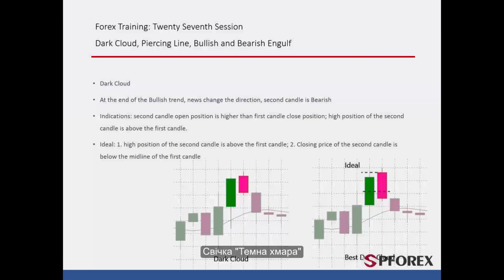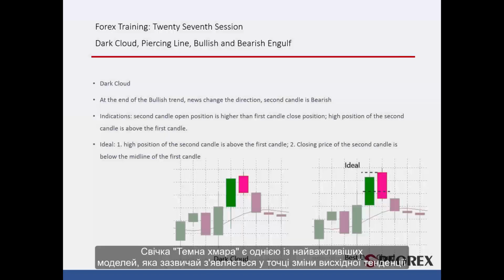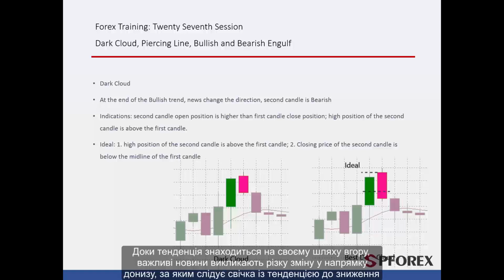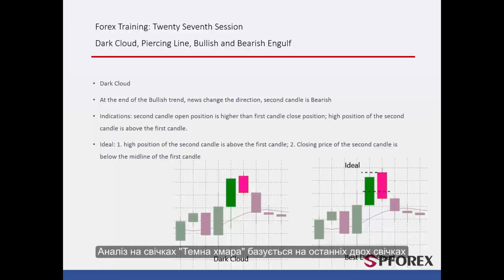Dark cloud candle. Dark cloud candle, one of the most important patterns, usually appears at the reversal point of an uptrend. While the trend is on its way up, a significant news causes an abrupt change in direction toward the downside, followed by a bearish candle. The analysis of dark cloud candles is based on the last two candles.